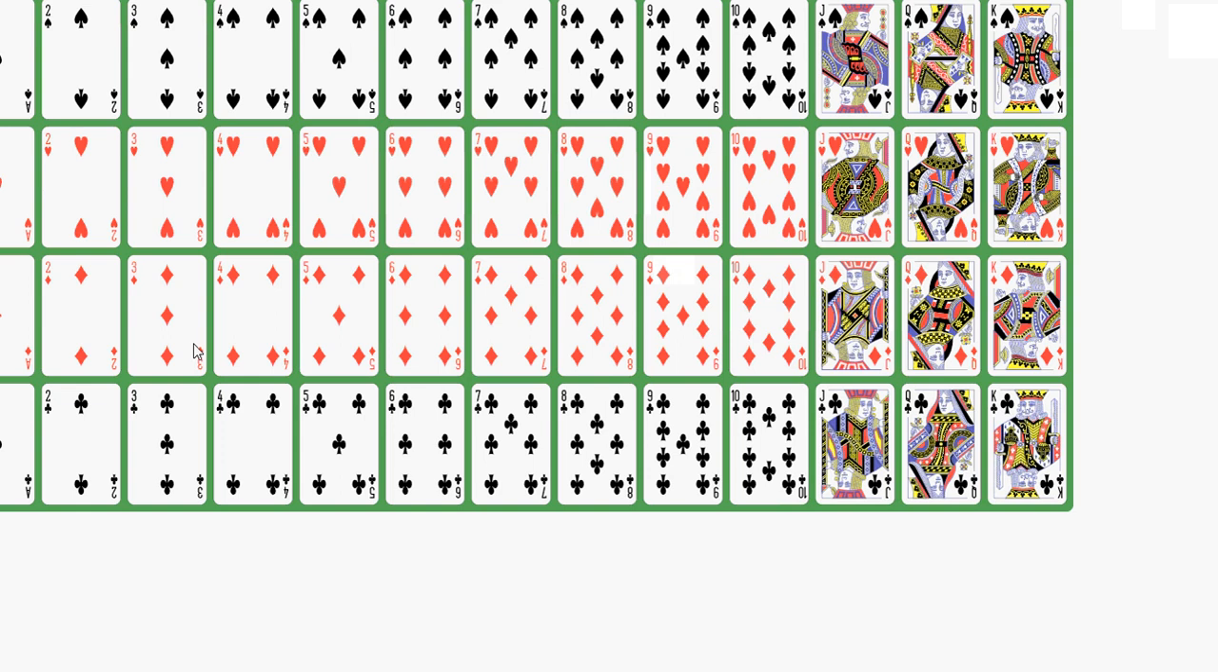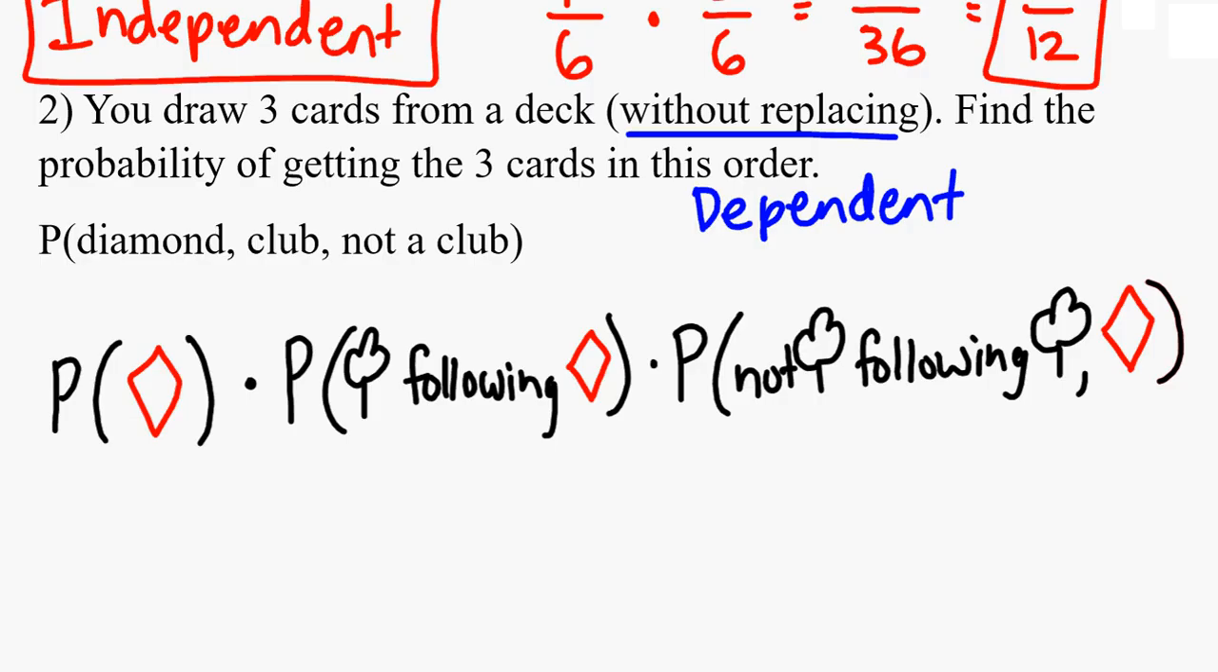13 times 4 is 52. So there's the ace, 2, 3, 4, 5, 6, 7, 8, 9, 10, and then there's the jack, queen, and king. And there's 13 of each of those. So 13 hearts, 13 clubs, 13 diamonds, 13 spades. If you need to, grab a deck, kind of look around.